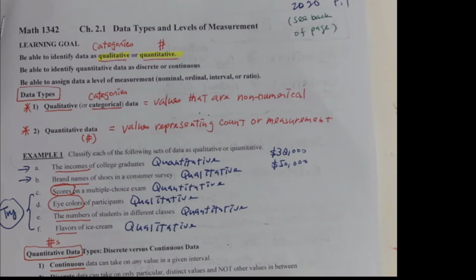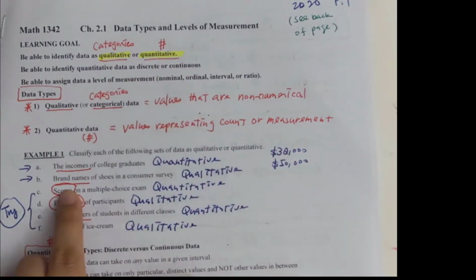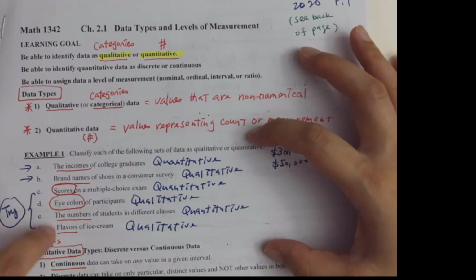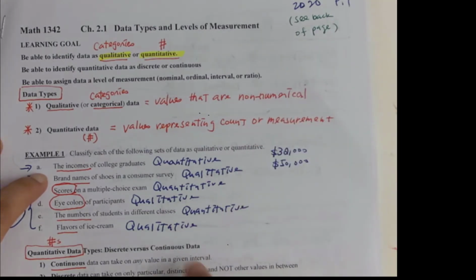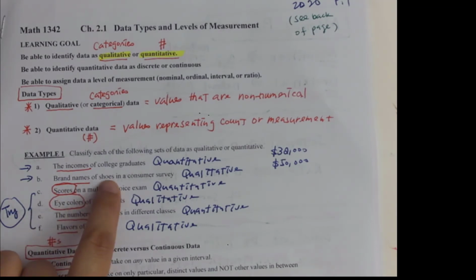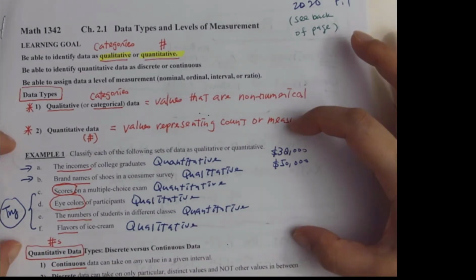Next is 2.1, data types and level of measurement. We have two major categories: qualitative, which is categories, and quantitative, the ones related to numbers. I may give examples and you need to identify if they are quantitative or qualitative. Eye color, favorite ice cream, the brand name of shoes would be categories, so qualitative. The number of students in a class, the score on a test, or even how many shoes of a certain size, if it's related to numbers, then it would be quantitative. So you will definitely have questions like that.